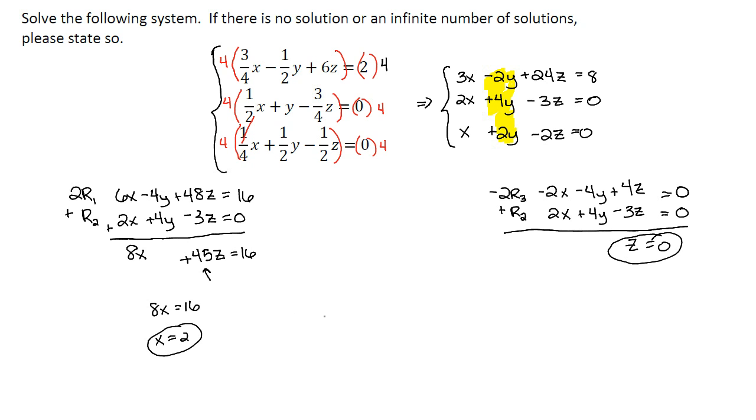And now that we have x and z, we can substitute those into any of the equations involving x, y, and z. I will choose to substitute these into that equation right there. So x being 2 plus 2y minus 0 is equal to 0. Well, that means 2y is equal to negative 2, or in other words, y is equal to negative 1. Whoops, it's supposed to be a negative 1. Alright, so our solution is 2, negative 1, 0.